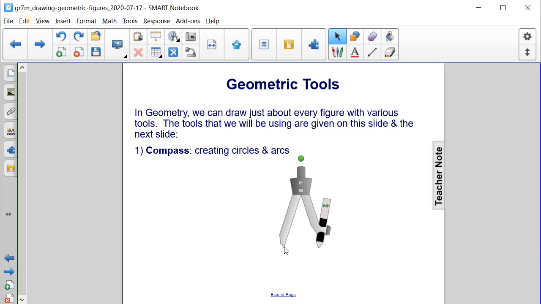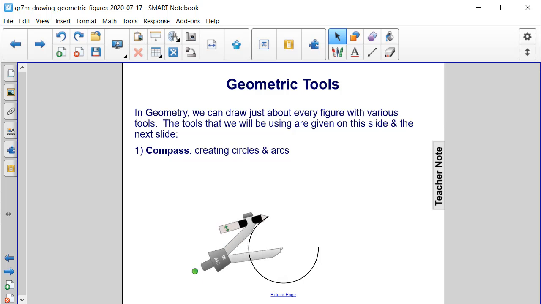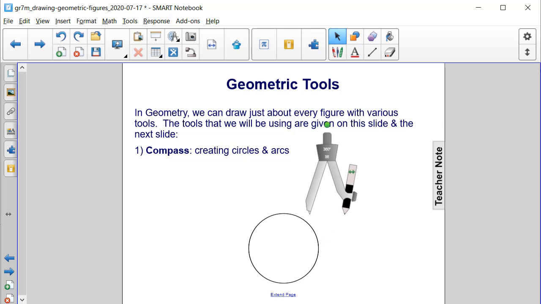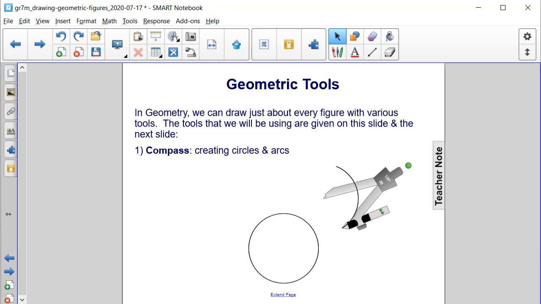It has a point that you place firmly on a sheet of paper, and it also has a pencil or pen on the other side. And when you take it and draw using the pencil, it creates a circle. You can also elect to draw not the entire circle, but arcs of a circle.